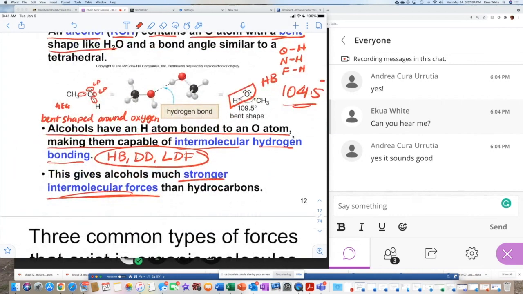Okay, what does that mean? That means it will have very high boiling point. Just high boiling point.